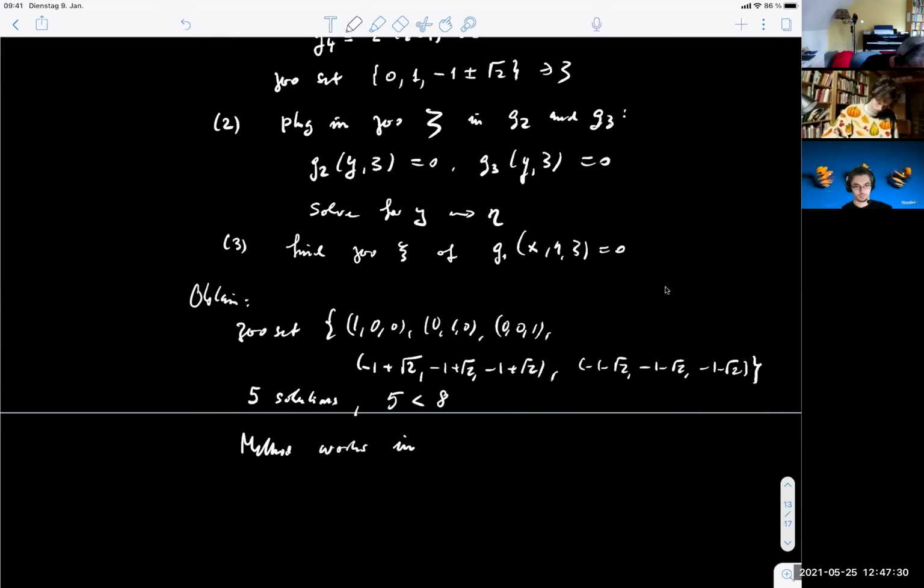In general. Okay, but there are of course many things to discuss if you really want to understand it. So this is the topic of classical elimination theory.